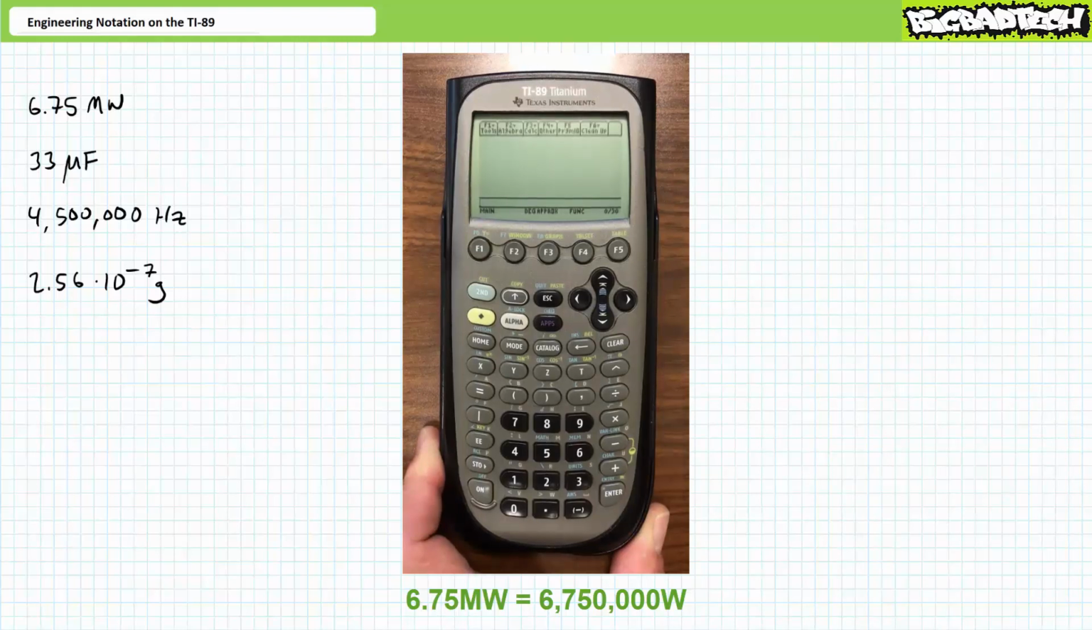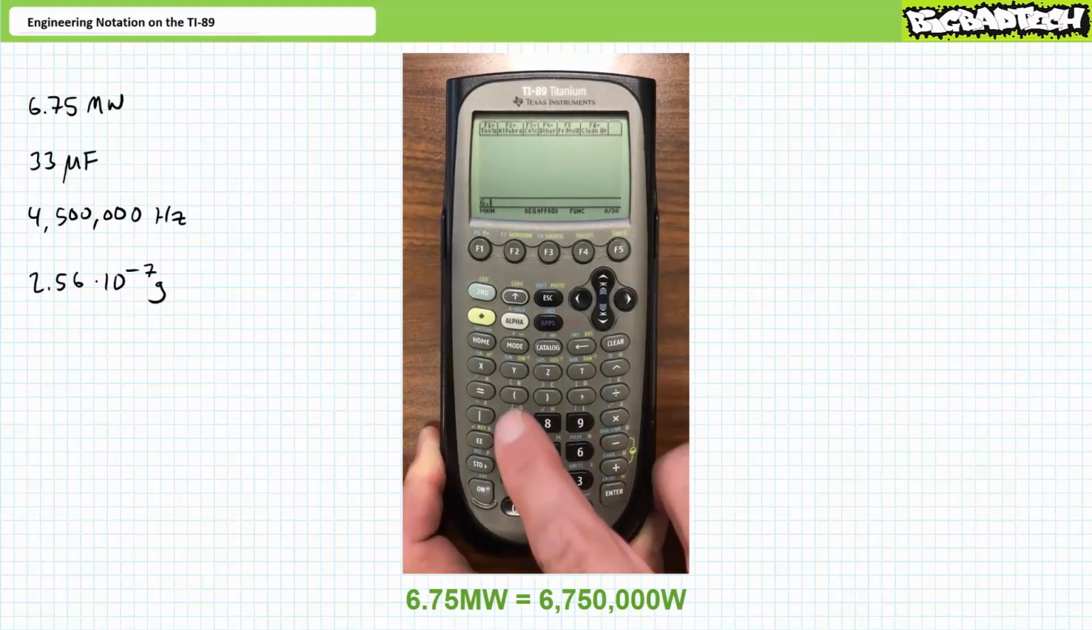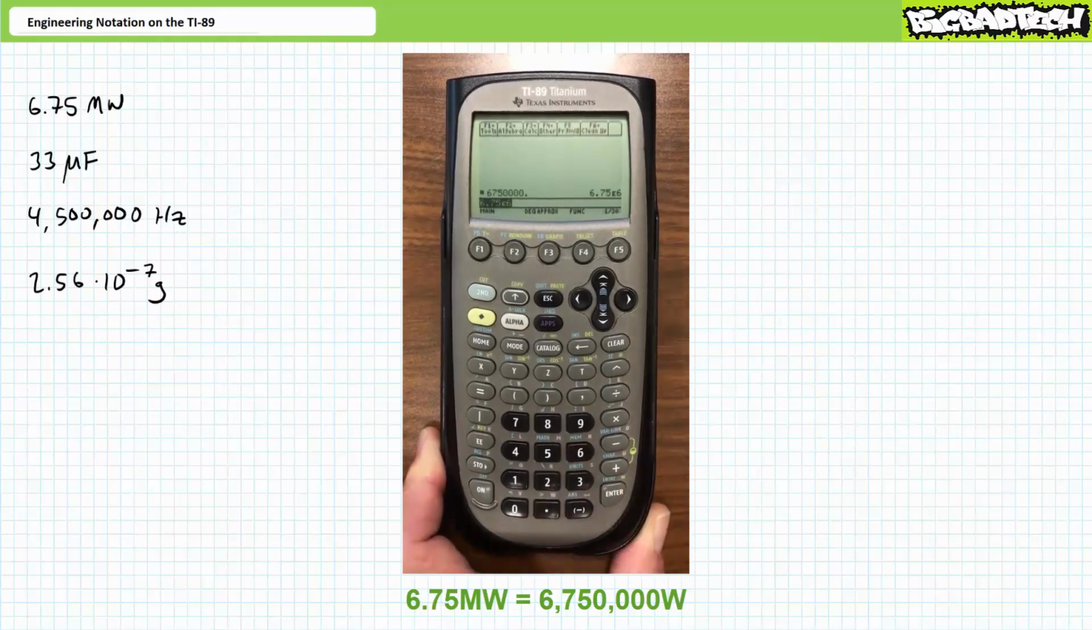Enter this as 6.75 EE6. Again, the calculator returns 6.75 E6. Same results with fewer keystrokes. That's the point of engineering notation. It makes unusually large and unusually small numbers less cumbersome and easier to manipulate.